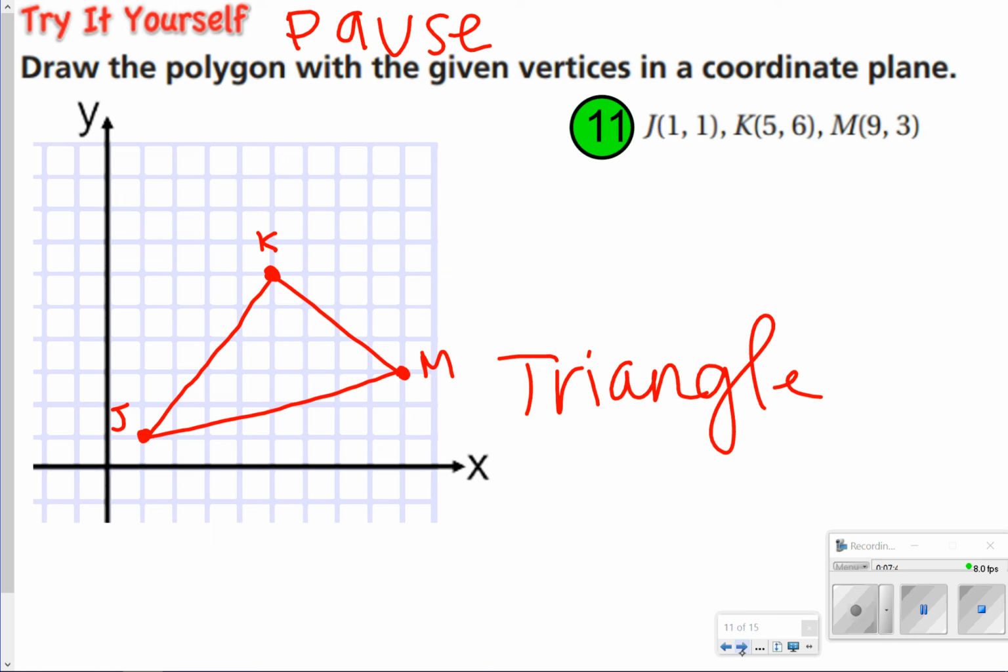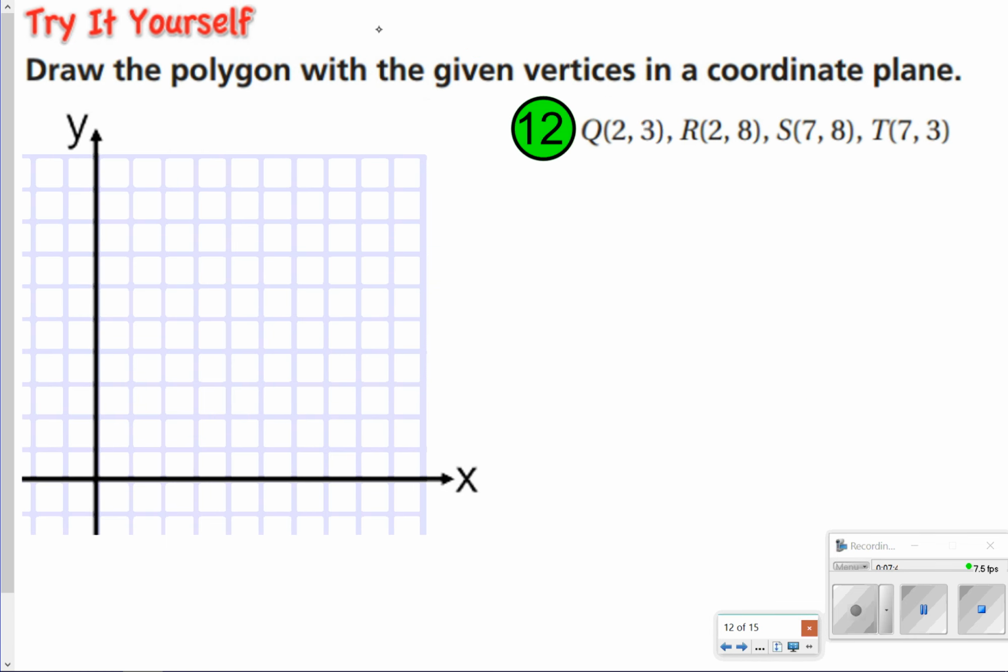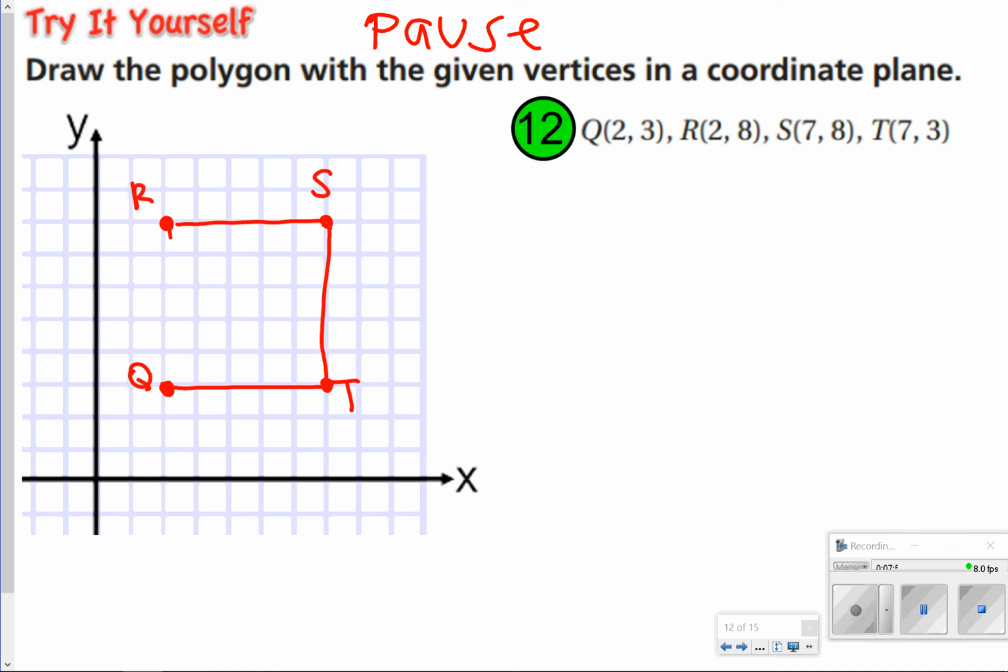How'd you do? The last one in your notes, again, let's pause the video here. You're going to draw the points and then connect the dots. Once you're done, click play to check your work. Here are all your points. Once you're done, it's looking like we're going to have a square or rectangle, and once you connect your points, we do. 1, 2, 3, 4, 5. 1, 2, 3, 4, 5. So this one will be a square.